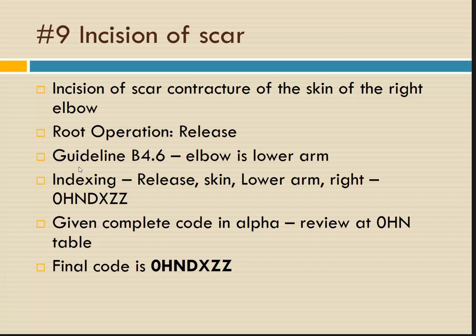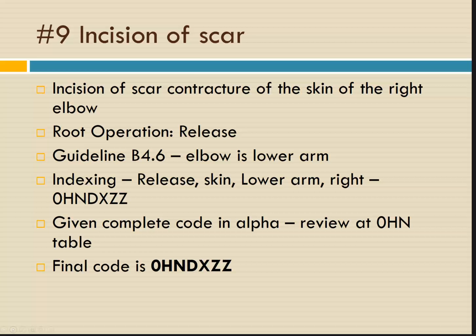Also, it denotes in your textbook chapter about anatomical locations when we have skin over joints, and the joint of the elbow is considered the lower arm. So we're going to index release, skin, lower arm right. We're given 0HNDXZZ in the alpha. It's a complete 7-character code. 1, 2, 3, 4, 5, 6, 7.